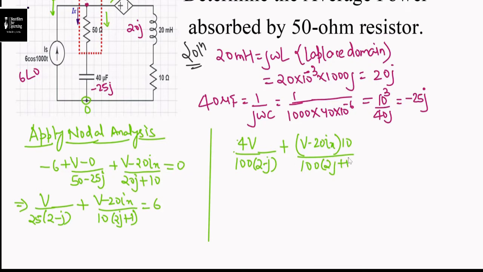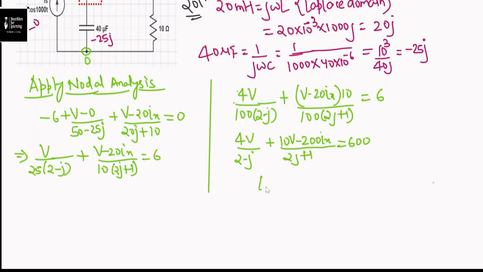Now it becomes 4V upon 2 minus j. Similarly, 10V minus 200Ix upon 2j plus 1 is equal to 600. As we have seen earlier, Ix is equal to V upon 50 minus 25j. Consider this as equation number 1. Now consider this as equation number 2.